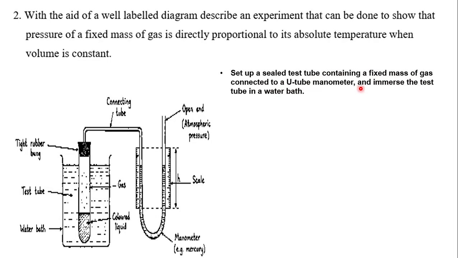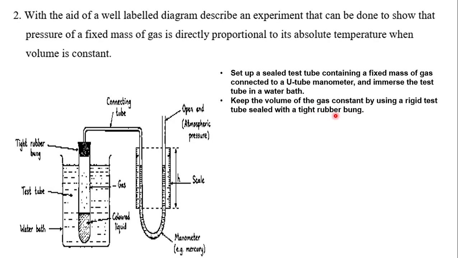Set up a sealed test tube containing a fixed mass of gas connected to a U-tube manometer, and immerse the test tube in a water bath. The water bath is a source of heat in this case. And keep the volume of the gas constant. So keep this volume constant using a rigid test tube sealed with a tight rubber band. So this volume must not change, must not vary.